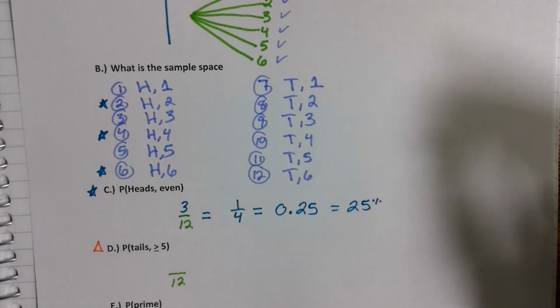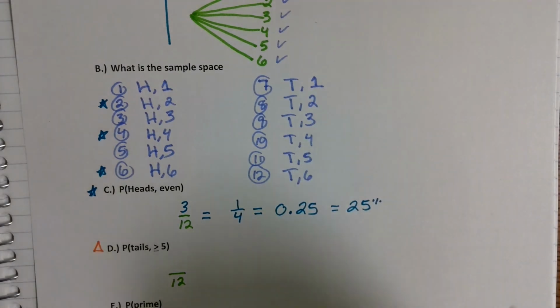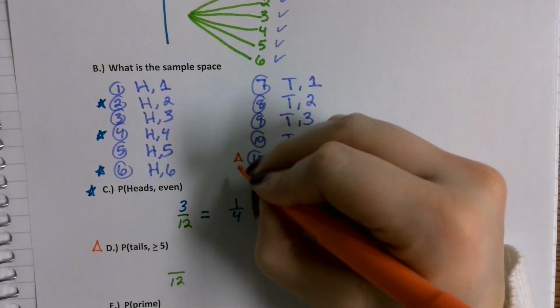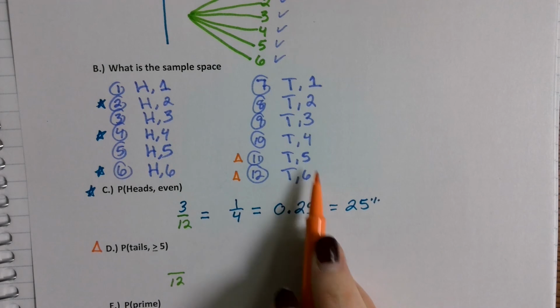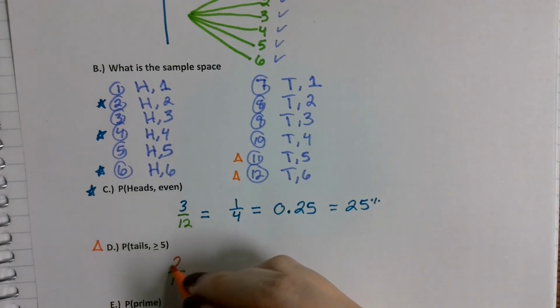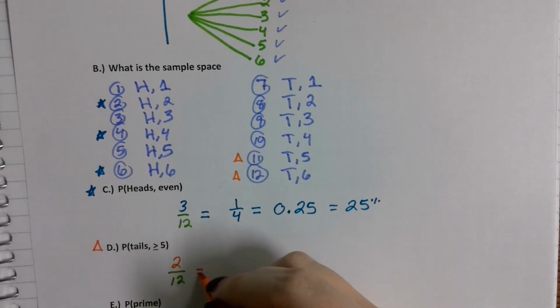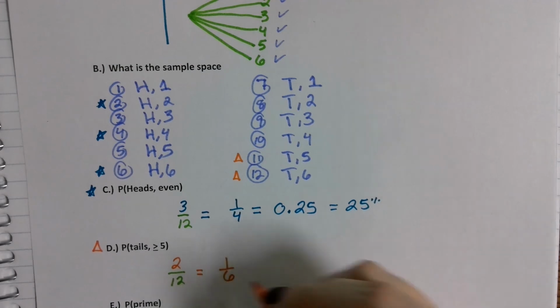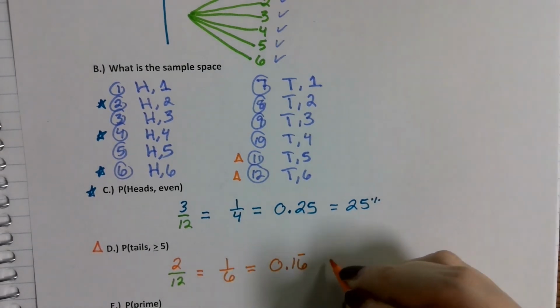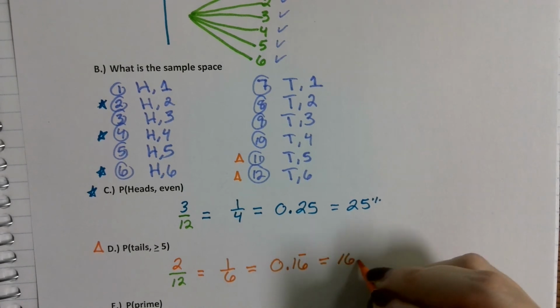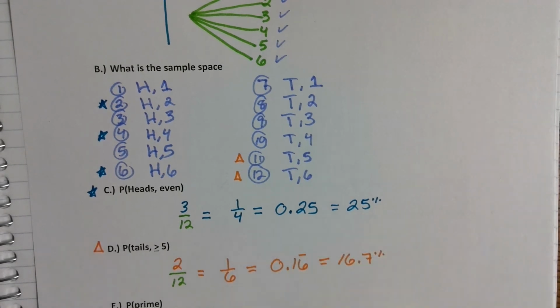How many options is that going to be? 2. Very good. So we've got option 11 and option 12 are greater than or equal to 5 and tails. So that's 2 out of 12, which simplifies to 1/6. And that's approximately 0.16 repeated, or 16.7%.